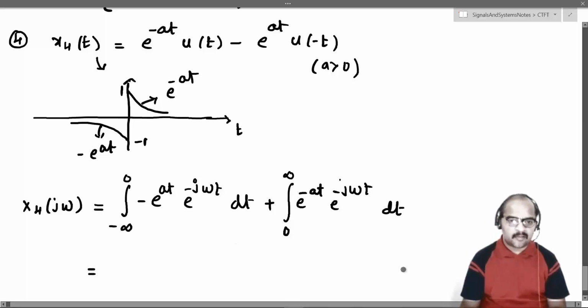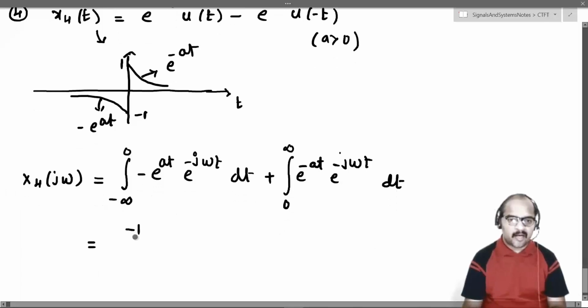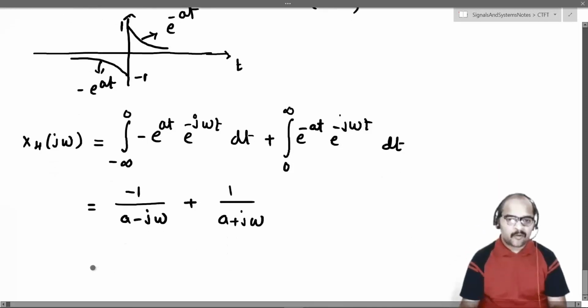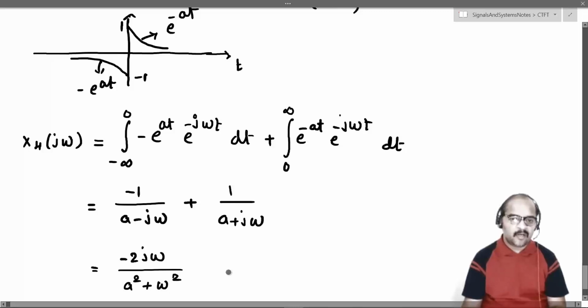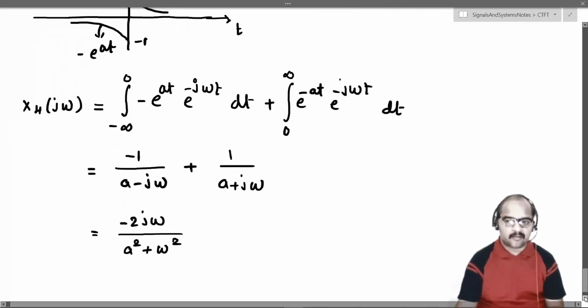So this we have already seen, so this should be equal to how much? Minus 1 by a minus j omega, that is clear why it is so, plus this term is 1 by a plus j omega. So this simplifies to minus 2j omega divided by a squared plus omega squared. So that is minus 2j omega by a squared plus omega squared.